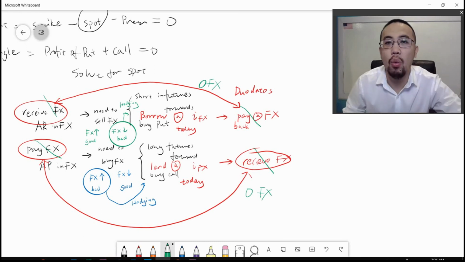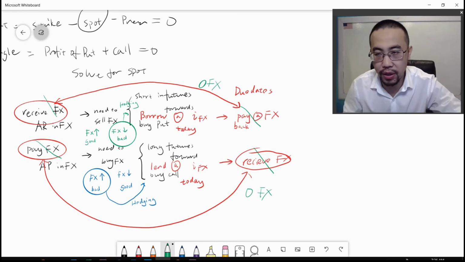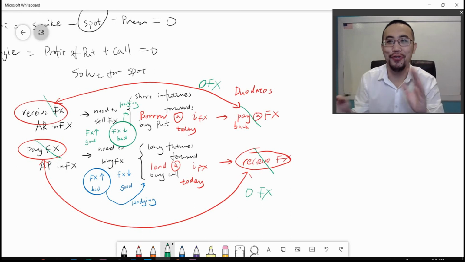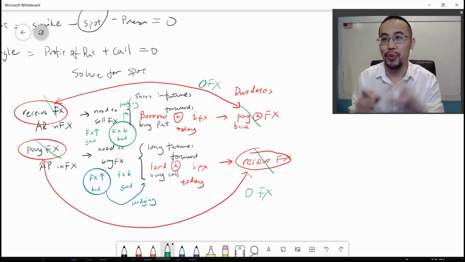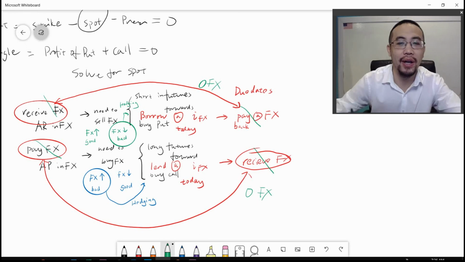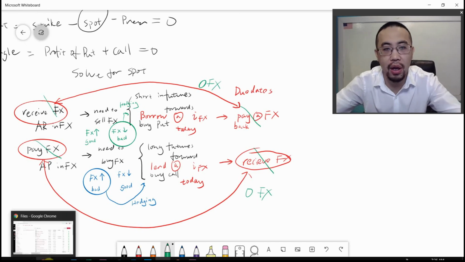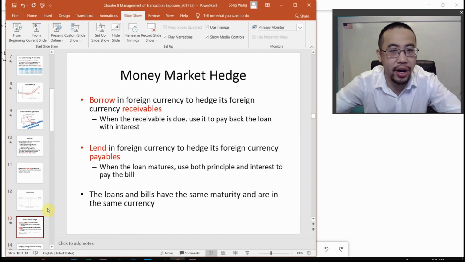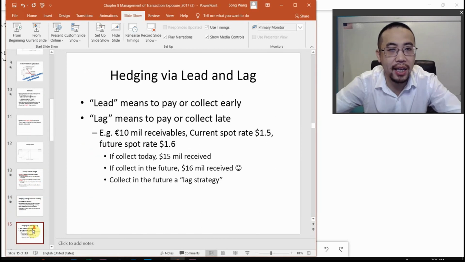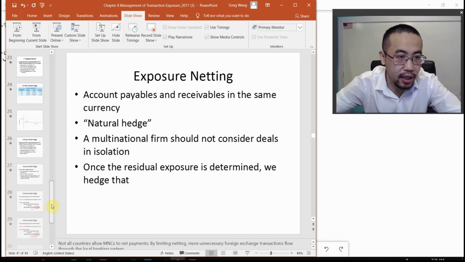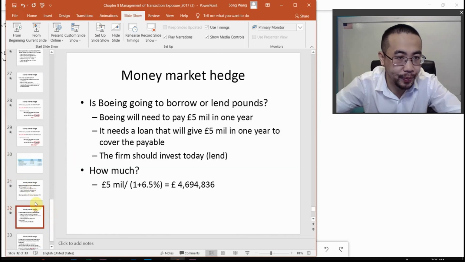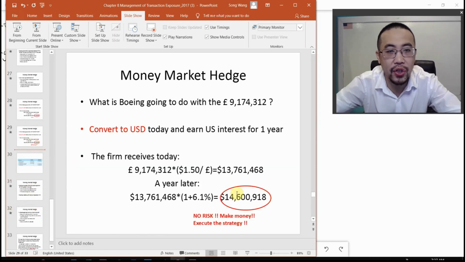So in the future, we do not deal with foreign currency cash flow at all, because actually we're dealing with two foreign currency cash flows, just the net is zero, so we don't deal with any risk at all. Okay, so that's the zero risk. That's the whole story, or the strategy, of the thing. And in this lead and lag strategy, this money market hedging strategy, you need to calculate how much money you need to receive a year later in terms of dollars, okay? And it will tell you exactly what you need to do here in the chapter.